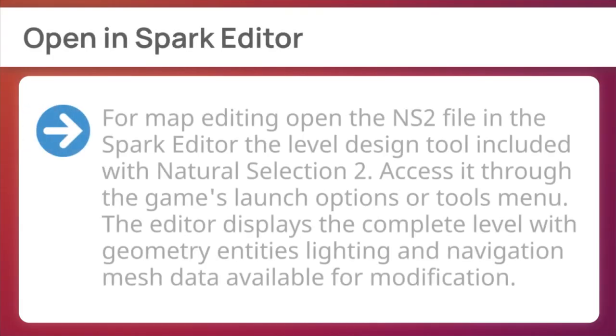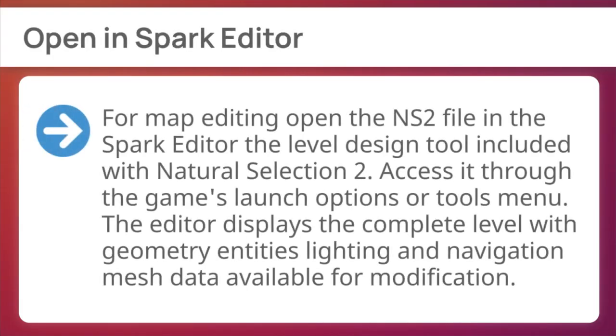Finally, open in Spark Editor. For map editing, open the NS2 file in the Spark Editor, the level design tool included with Natural Selection 2. Access it through the game's Launch Options or Tools menu. The editor displays the complete level with geometry, entities, lighting, and navigation mesh data available for modification.